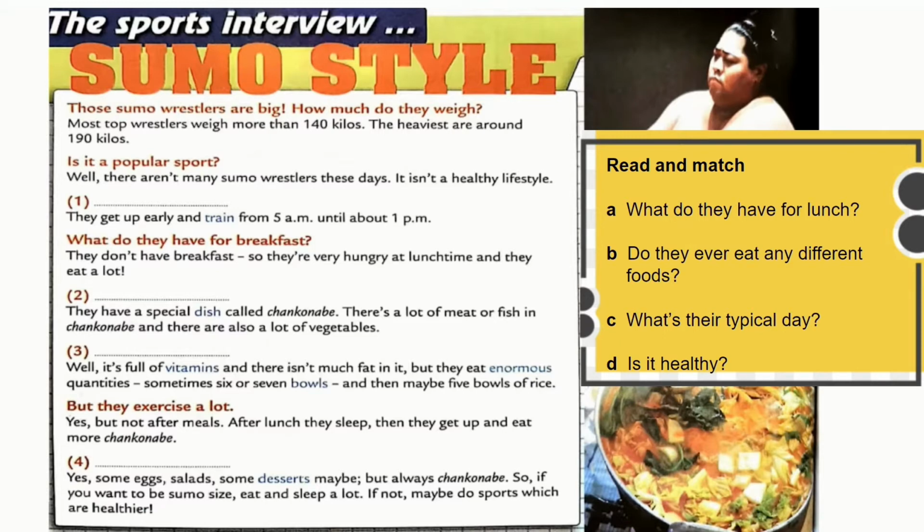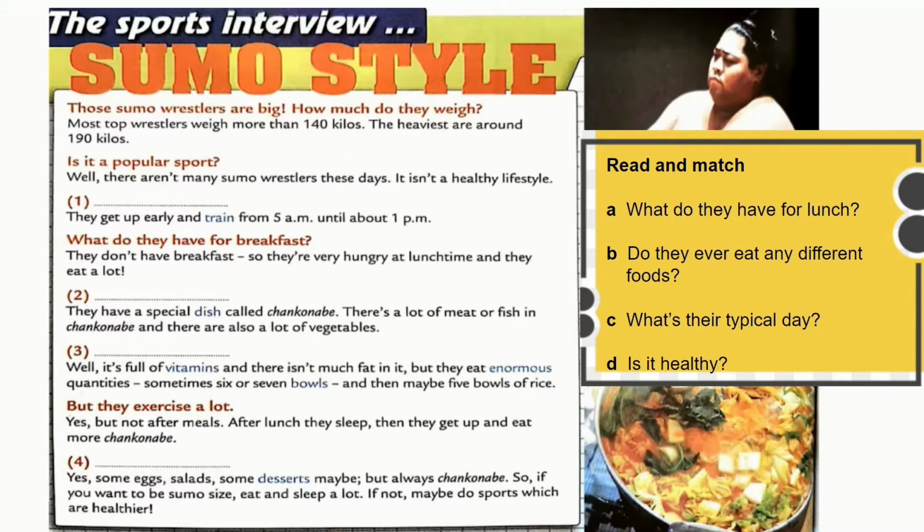Those sumo wrestlers are big. How much do they weigh? Most top wrestlers weigh more than 140 kilos. The heaviest are around 190 kilos. Is it a popular sport? Well, there aren't many sumo wrestlers these days. It isn't a healthy lifestyle.